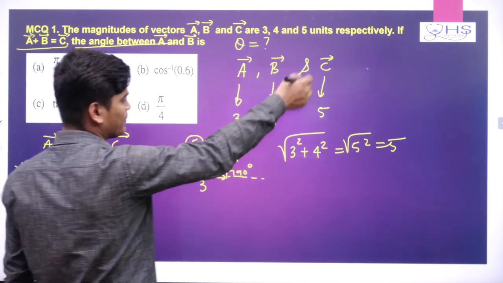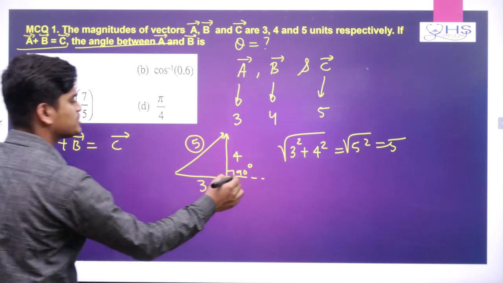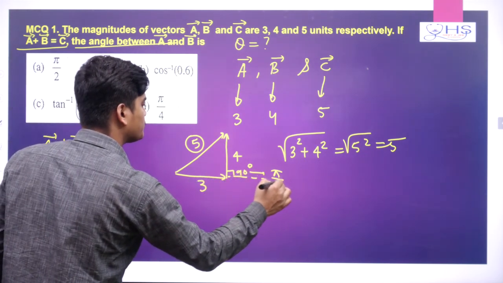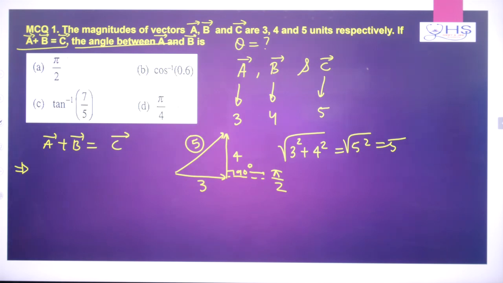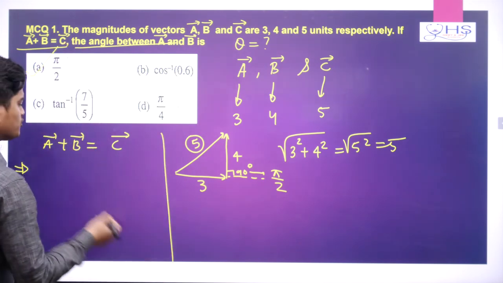So whatever is given here, according to this you can calculate. What is your answer? 90 degrees, and 90 degrees is nothing but how much? It is pi by 2. Okay, so that means your answer will be A. But with this formula also you can calculate.